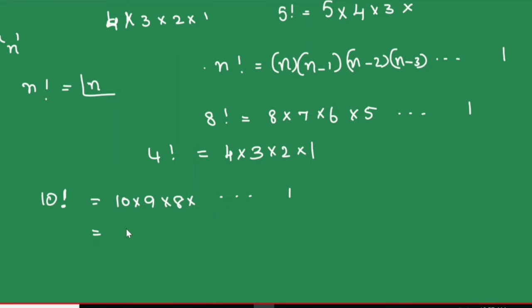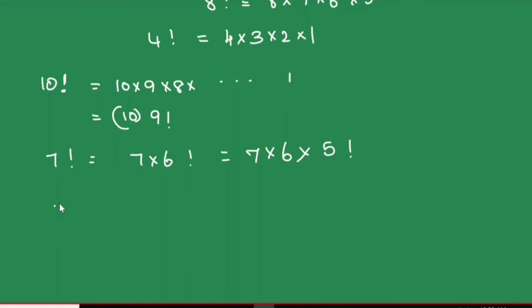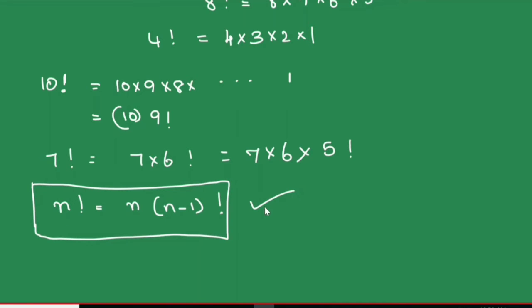So we can write this as 10 into 9 into 8 into 7 down to 1, and the part from 9 down is nothing but 9 factorial. So 10 factorial, you can write as 10 into 9 factorial. The same way, 7 factorial you can write as 7 into 6 factorial, or as 7 into 6 into 5 factorial. So in general, you can write n factorial as n into (n minus 1) factorial also. So you should know this concept.